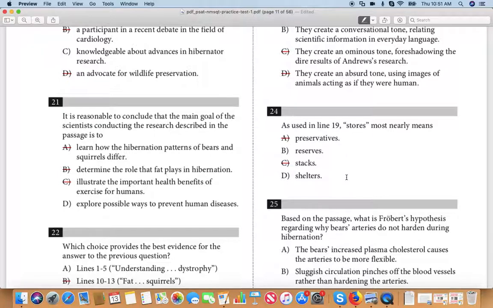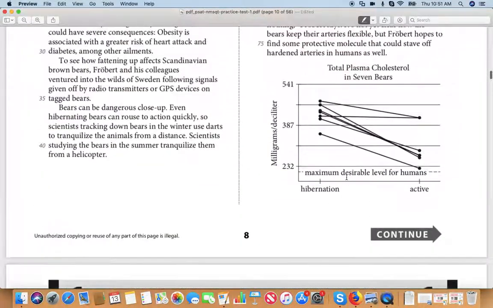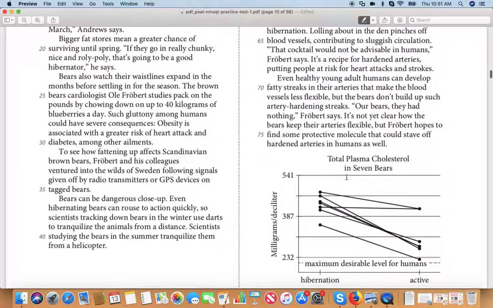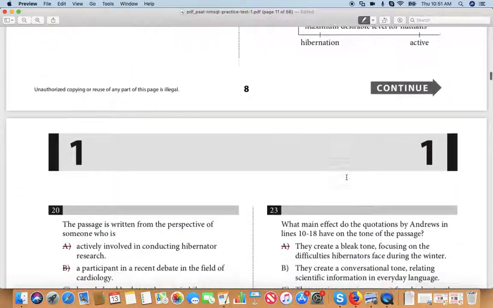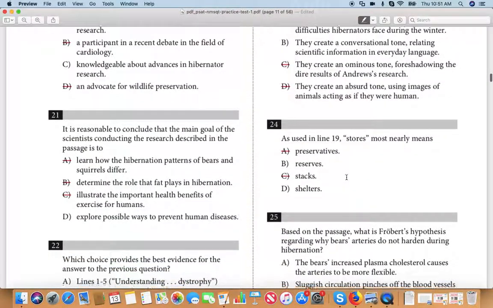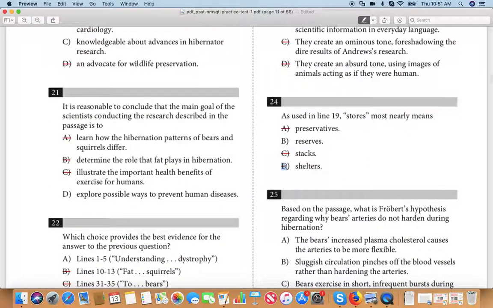Bigger fat shelters mean a greater chance of surviving until spring. How about that one? Fat shelter is good too. No, sadly. It is B. B makes sense. Sometimes those are really easy. Notice it's just plug it in. Just use that method.